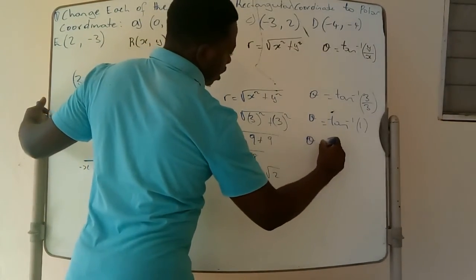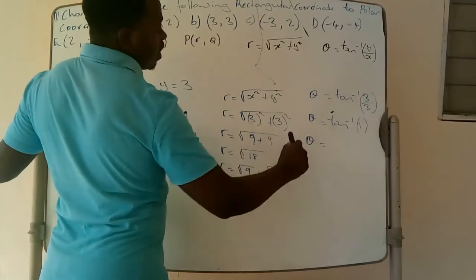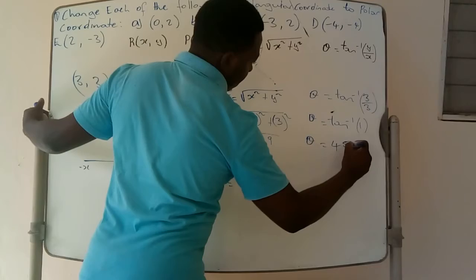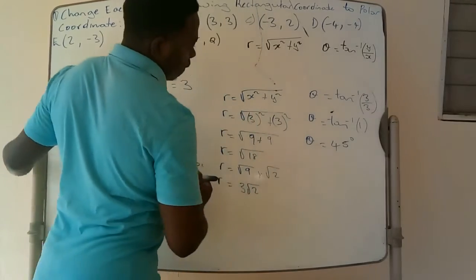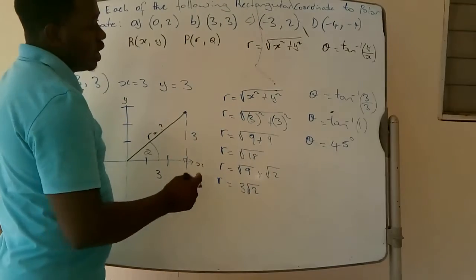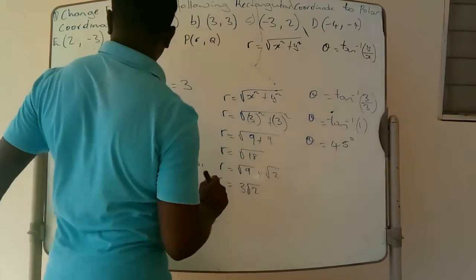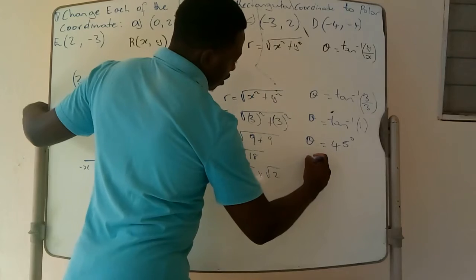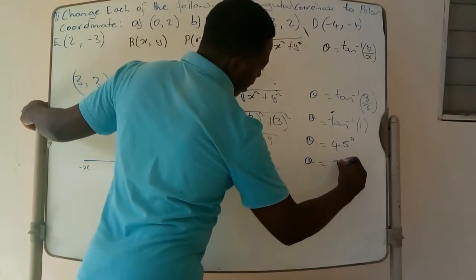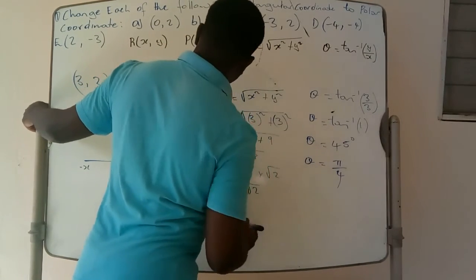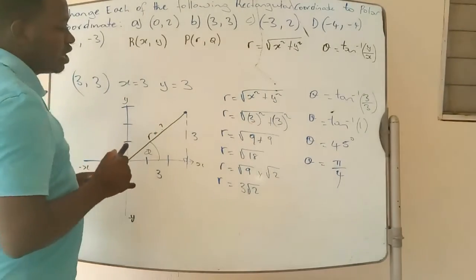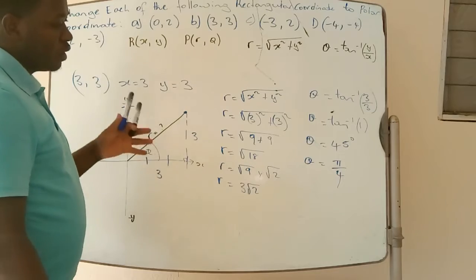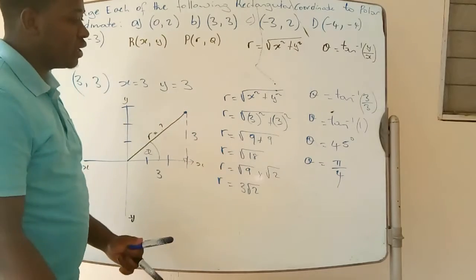So theta is equal to tan inverse of 1, that's just 45 degrees, right? Clear there? So tan inverse of 1, that's just 45 degrees. But what's 45 degrees in radian? Theta is just equal to pi over 4. Because that's just half of 90, right? And we know that 90 is pi over 2. So half of pi over 2, that's just pi over 4, right?